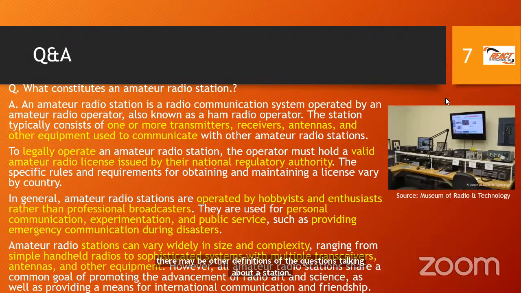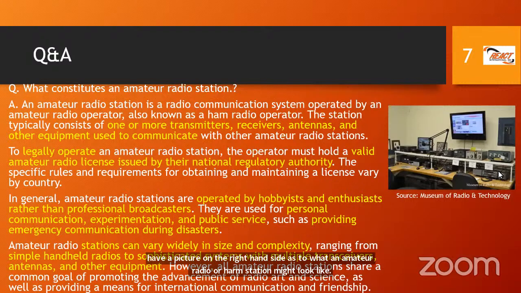So we have a picture on the right-hand side as to what an amateur radio or ham station might look like. You see a lot of equipment, transceivers, transmitters, amplifiers, meters, microphones, even a computer screen, computer connected. Outside of the ham shack, as we refer to this, will be antennas and so on, right? So that's just a picture.